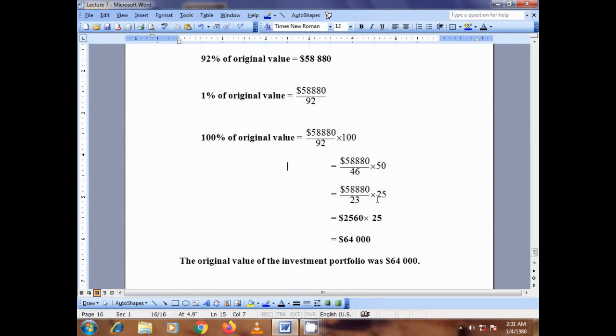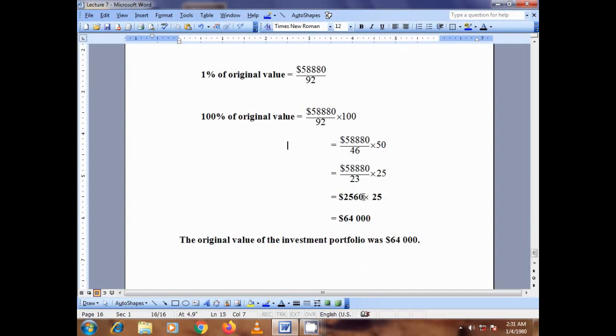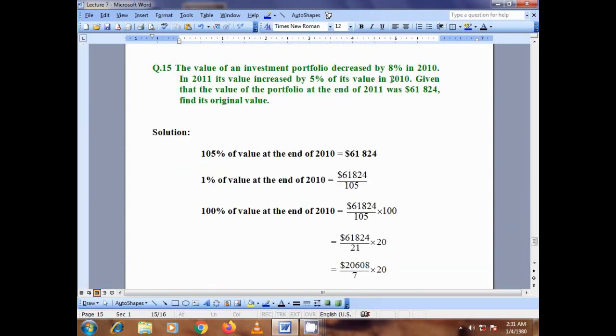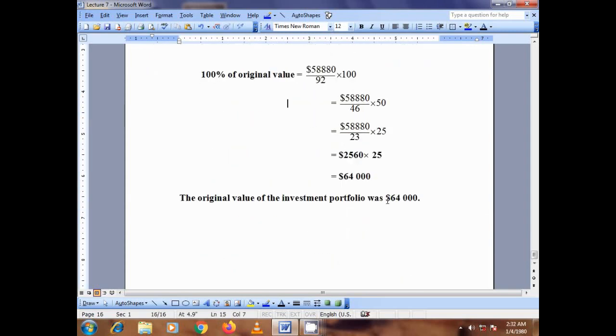Again, we can divide this denominator 46 and 50 by 2. We will have the quotient 25 and 23. Again, we know that if we divide this 58,880 by 23, we will have the quotient 2,560. Now let's take the product of these two numbers, multiply 2,560 by 25. We will have the product $64,000, which is the original value of the investment portfolio before the decrease of 8%.